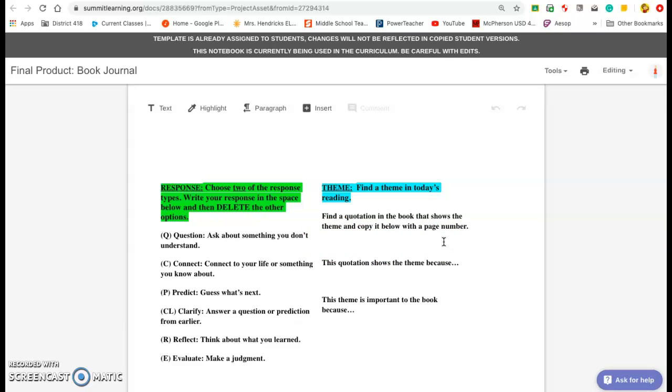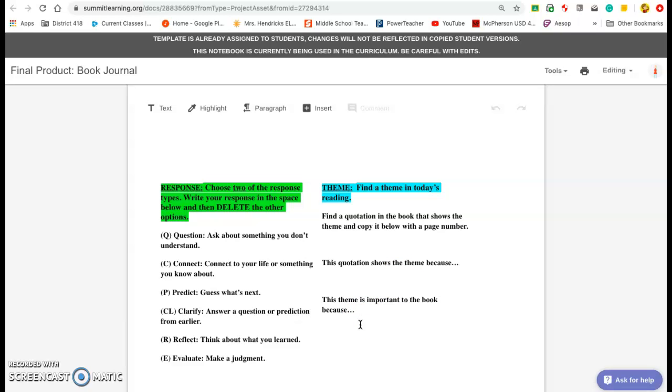Remember, you have a digital copy of the book under Project Overview. So if you want to copy and paste from there, that would be the easiest way to do that. And you need to make sure you include the page number that you found that quote on. Then you're going to finish these 2 statements. This quotation shows the theme because, and this theme is important to the book because.